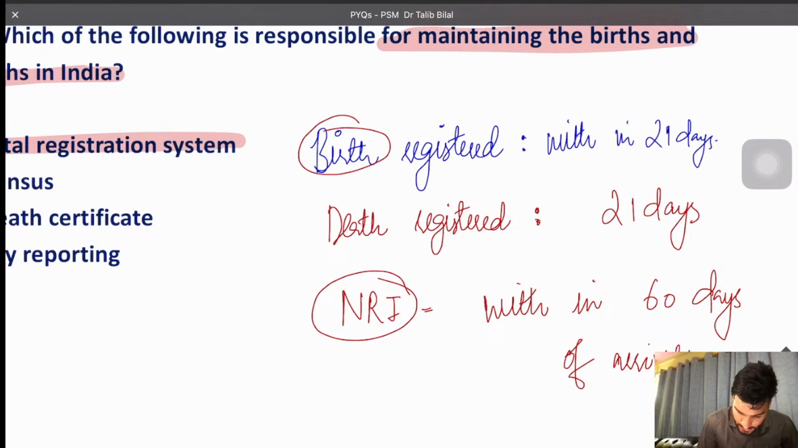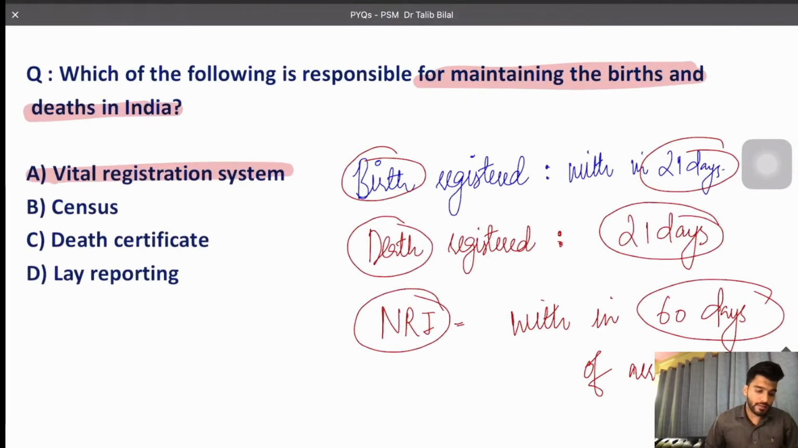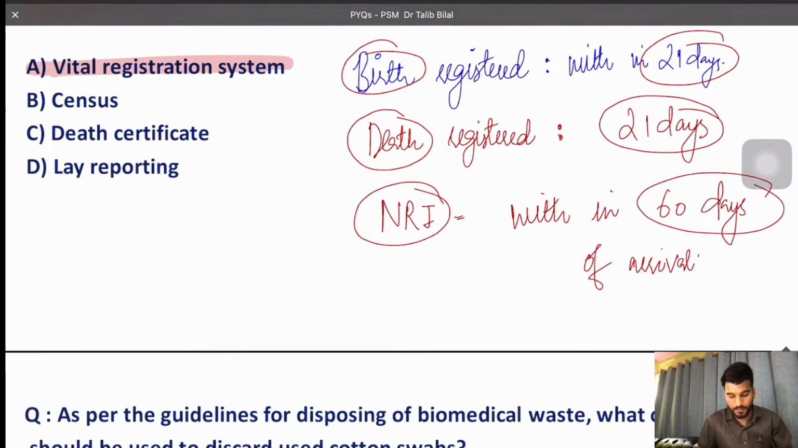Within 60 days of arrival. 21 days, and 60 days of arrival. Very good. So your answer is going to be vital registration system. Vital registration system. Next question.